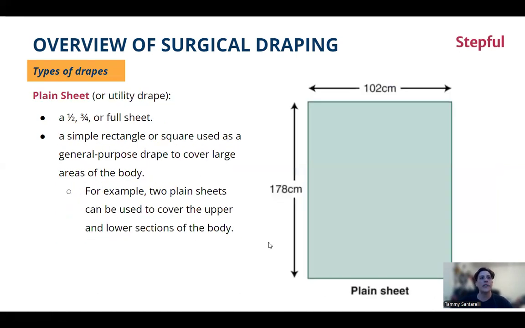This picture here is a picture of a plain sheet. There are no holes in it. There's nothing for an incision site. We will use this for our first line of defense. They come in half or three-quarter or a full sheet. They're simple rectangles, used for general purpose again. And we'll show you how these are used in a later video, a later slide.